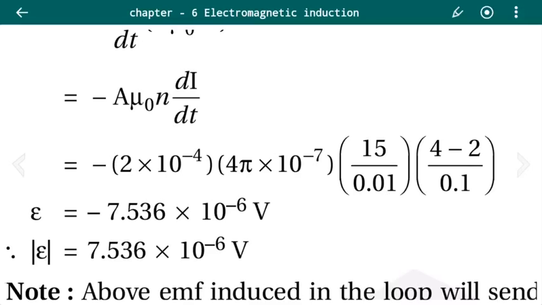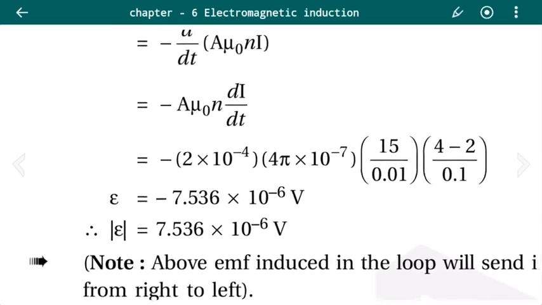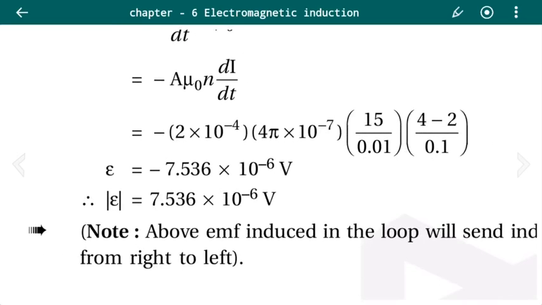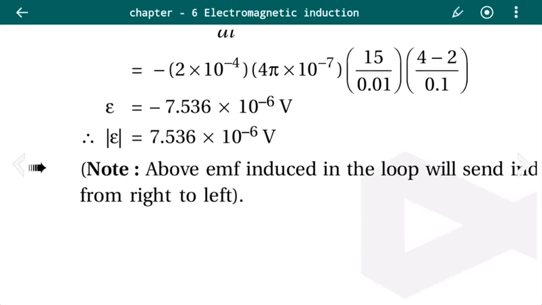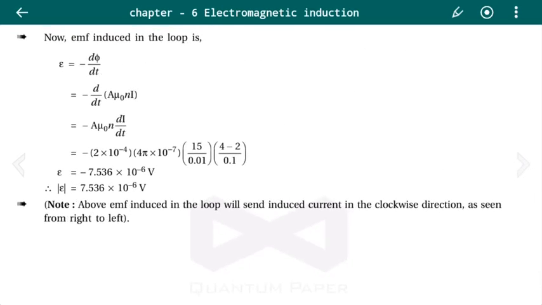A, that is 2 into 10 raised to minus 4, mu 0, that is 4 pi into 10 raised to minus 7, n, that is 15 upon 0.01. And here change in the current with respect to time, that is it changes from 2 to 4 in 0.1 second. So 4 minus 2 upon 0.1 gives di by dt. So when we calculate this, we get minus 7.536 into 10 raised to minus 6 volt. Taking its magnitude, we take epsilon in the modulus. So we get its value as 7.536 into 10 raised to minus 6 volt.